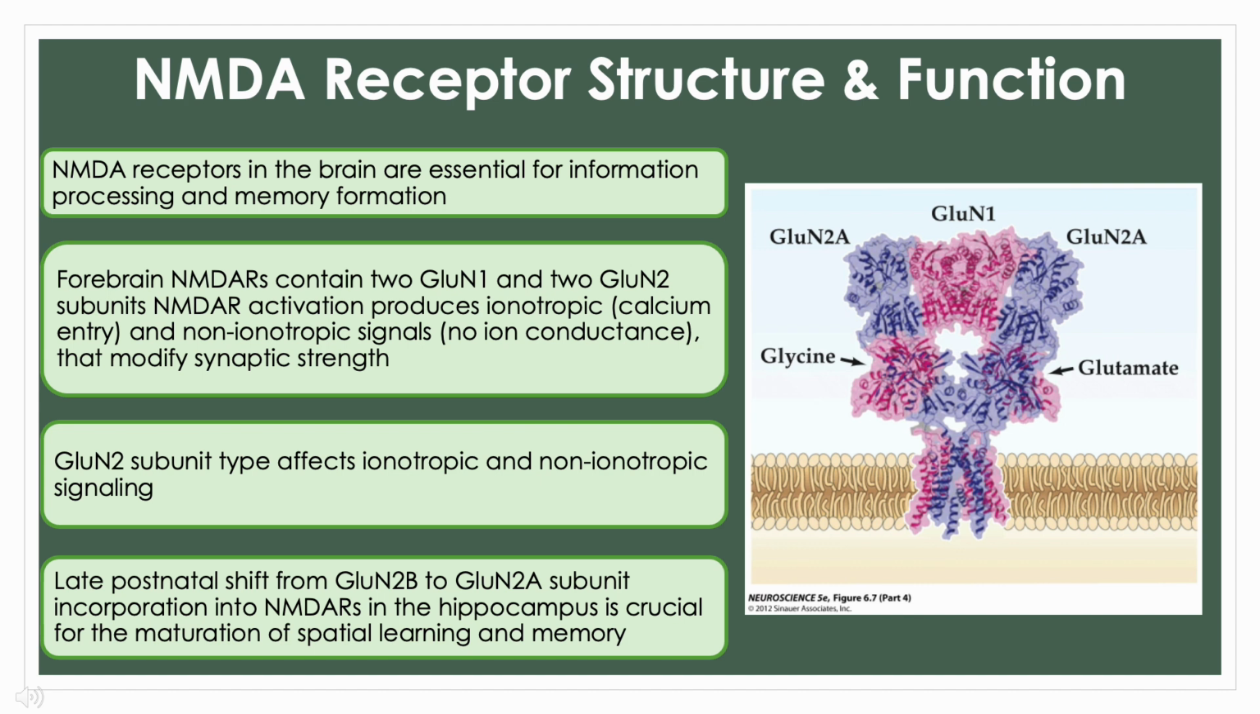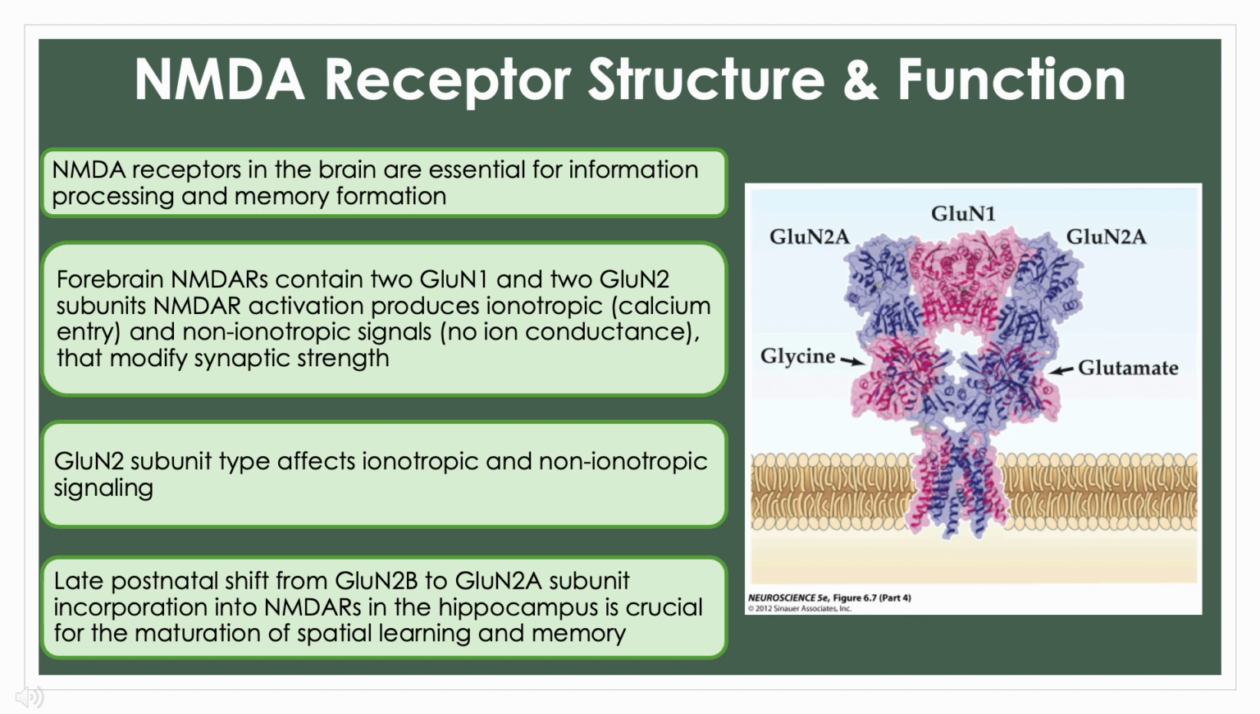NMDA receptors are ion channels located on neurons that allow calcium ions to enter the cell when activated by the neurotransmitter glutamate. This calcium signaling, known as ionotropic signaling, is critical for synaptic plasticity, learning, and memory. NMDA receptors can also engage in non-ionotropic signaling, where conformational changes in the receptor trigger internal signaling pathways without ion movement. Each receptor is composed of 2 GLUN1 subunits and 2 GLUN2 subunits.